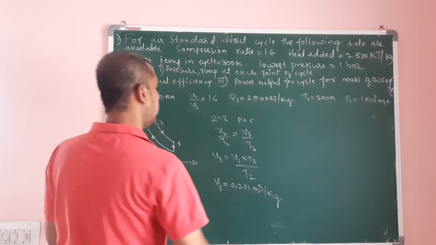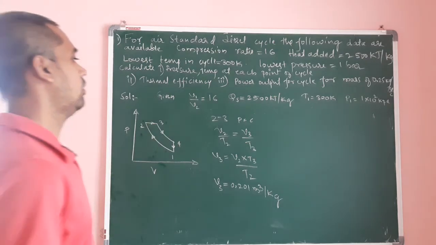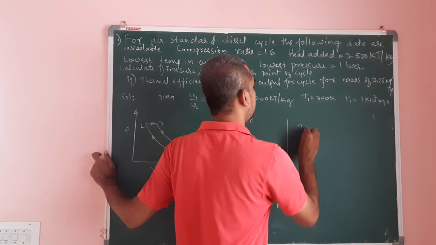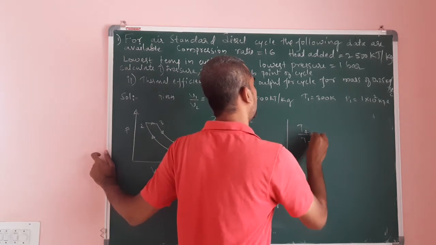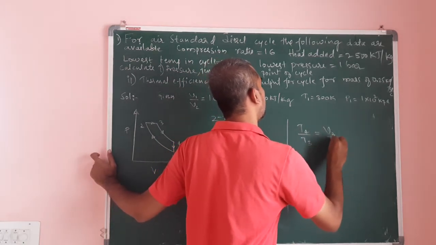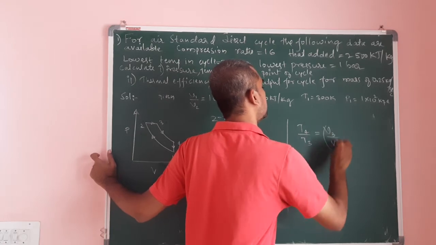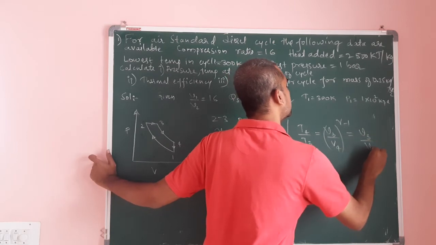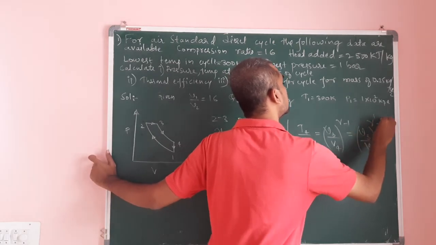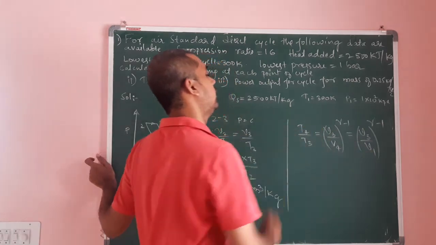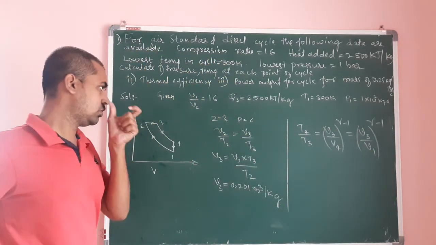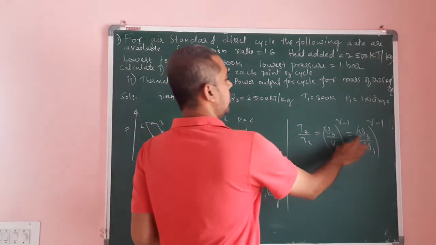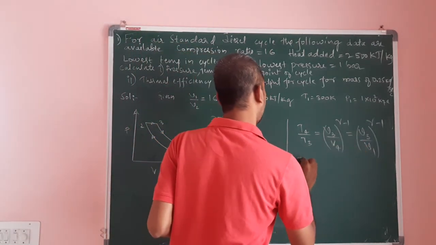Now what are we calculating? We are calculating T4. T4 by T3 is equal to P3 by P4 raised to gamma minus 1, which is P3 by P1 raised to gamma minus 1, because P4 equal to P1. P3 we know. If you substitute P3 and P1 here, you will get T4.